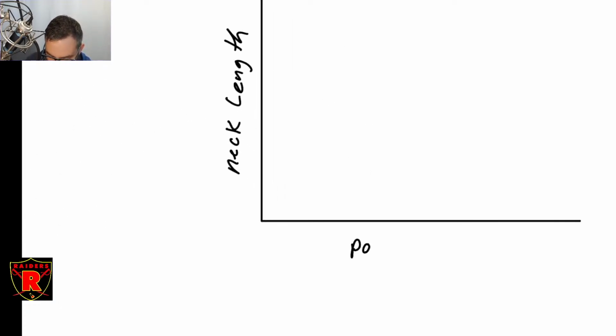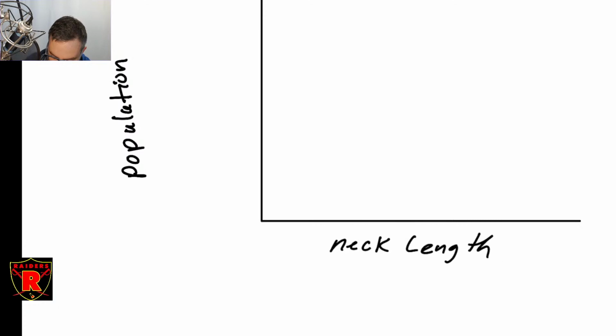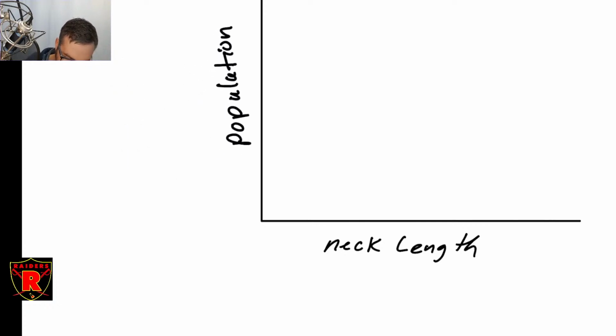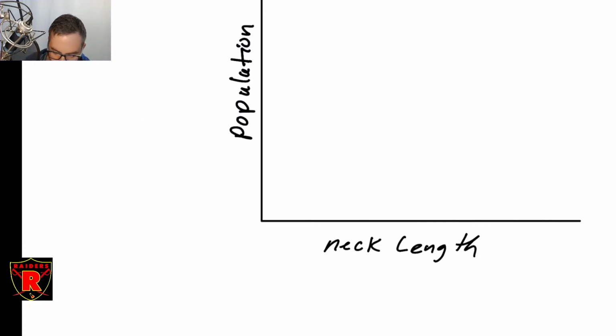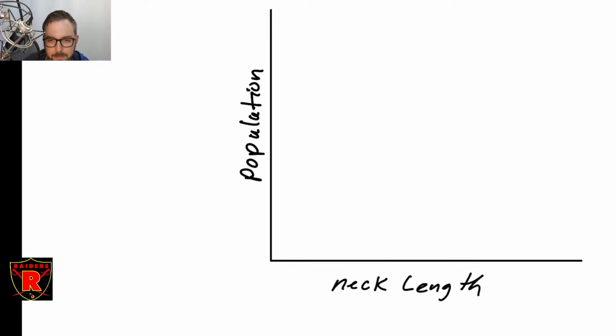this is population. Actually, hold on. No, I want it the other way. And you don't need to write any of this down, guys. This stuff is in the note too. I mixed these up. Neck length here is on the x-axis. Population is on the y-axis. Population is how many are there with a particular neck length.